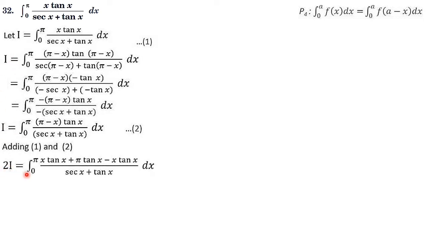I plus I is equal to 2I is equal to integral 0 to pi. There is a common LCM, sec x plus tan x, which we have taken. Then the first term in the numerator is x tan x, plus the second term, when we remove the bracket, pi into tan x minus x into tan x.